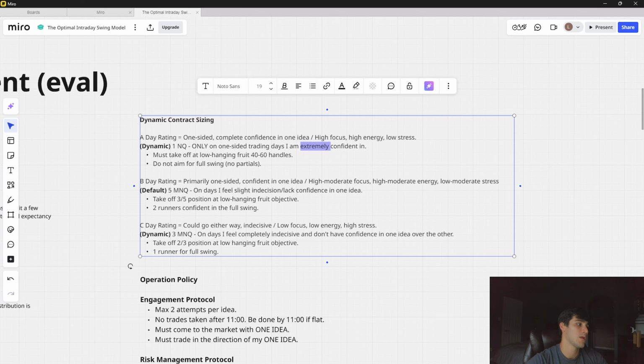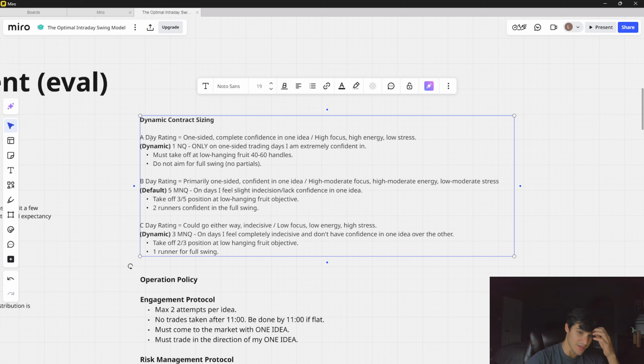That's it. And then a B day rating is going to be primarily one-sided, where I'm confident in one idea, but maybe I could kind of see it going the other way. It's not going to be so one-sided as an A day. So in this case, I'm going to have high to moderate focus, high to moderate energy, and low to moderate stress. So this is going to be my default position sizing. I'm going to be trading 5 micros. That's the default position sizing right here. It's going to be 5 micros on days that I feel slight indecision or lack of confidence in one idea. I'm going to take off 3/5 of the position at a low-hanging fruit objective, and I'm going to leave 2 runners on, confident in the market delivering the full swing.